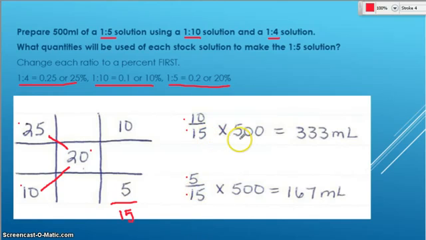We're going to multiply both of those by the quantity we want to prepare, and then we will get our final answer. 333 of the 25%, 167 of the 10%. Checking our work, we add these two together, and when we do, we find out that 333 plus 167 does indeed give me 500 milliliters.